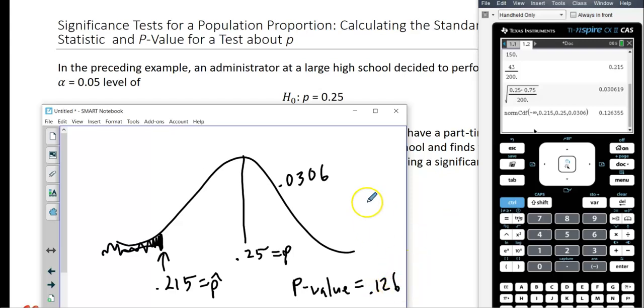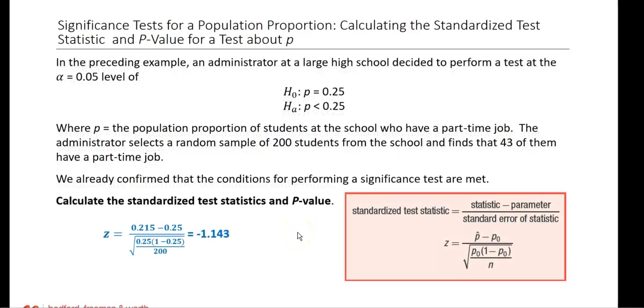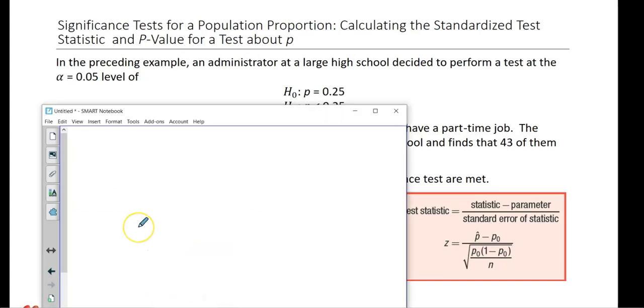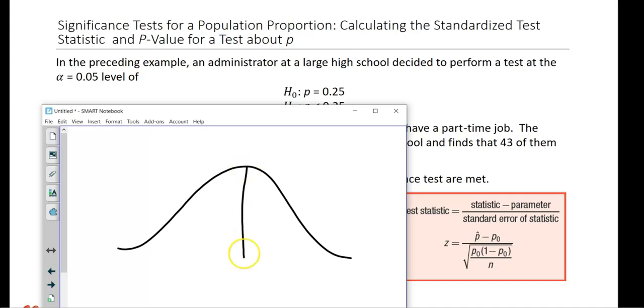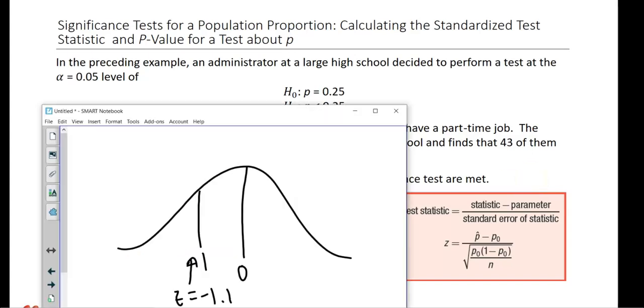Could we have gotten that with our z-score? Let's see what the z-score was. It was that. So if you do it with the z-score, I think this could work. We're drawing a normal curve, but this time 0 is here, and this is -1. So this was z equals -1.1 something, 143, I believe.